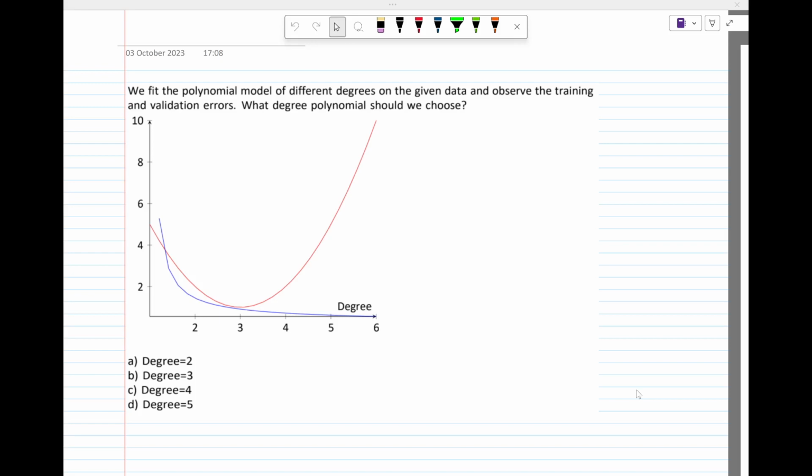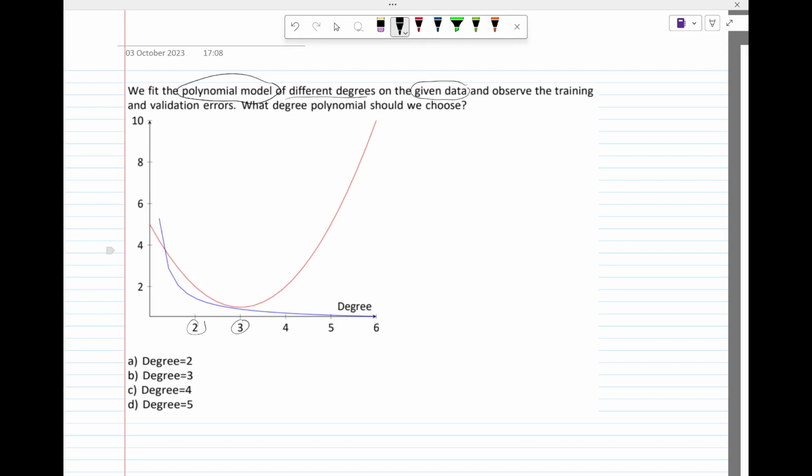So what is being said in the question is, there is a polynomial model which is fit on some data, and there are different models of different degrees. So that is given on the x-axis. There is some model of degree 2, some model of degree 3.